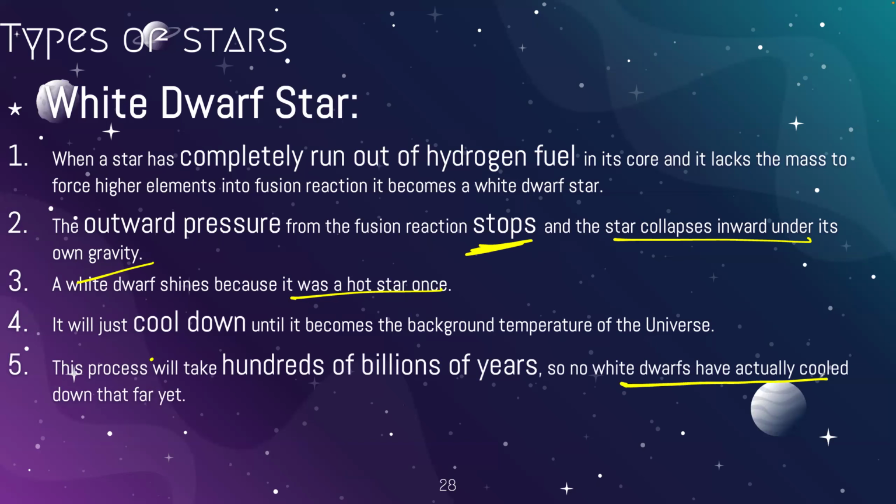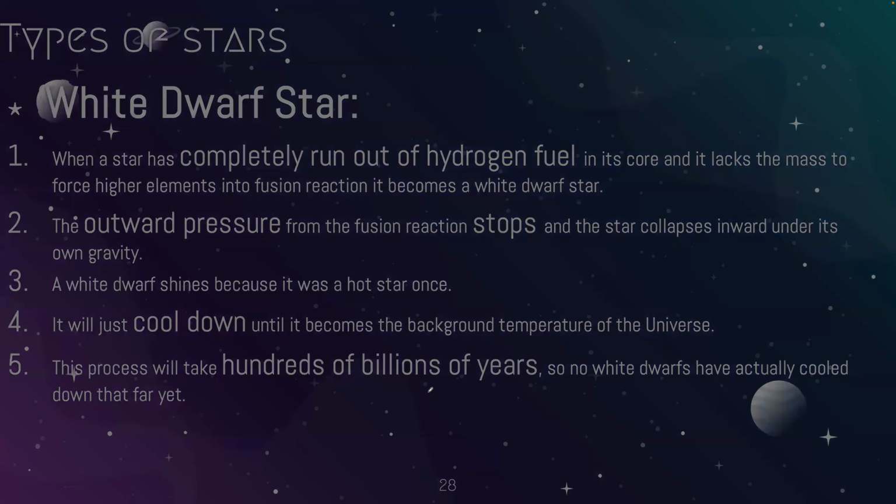So no white dwarfs have actually cooled down yet, because we know that the age of the universe is around 14 billion years. And any white dwarf takes about hundreds of billions of years to cool down. That means no white dwarf has completely cooled down yet, right?